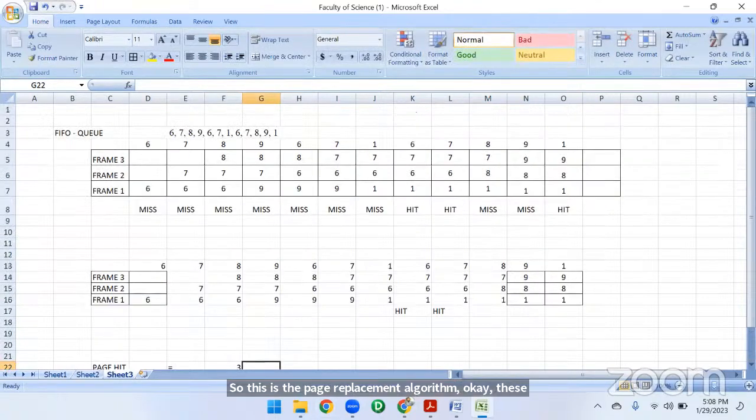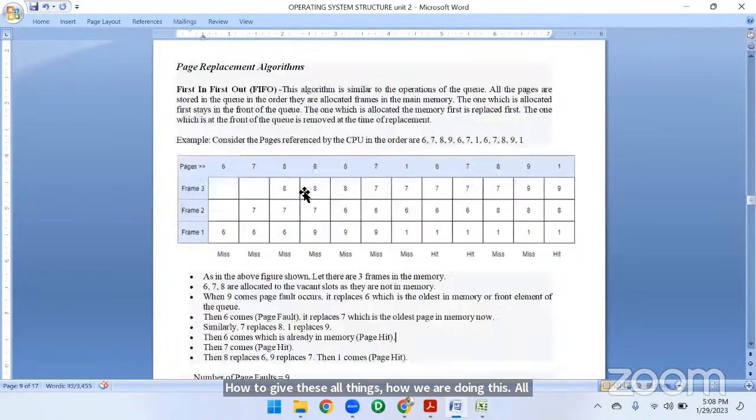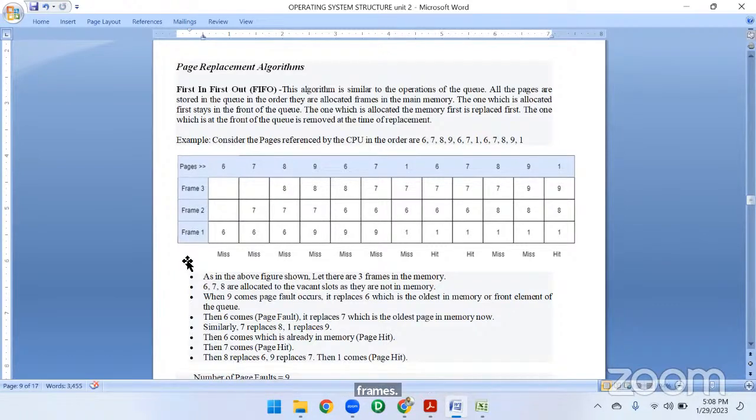So the same thing, we have to mention it in the form of a word format. We have to give all these things, how we are doing all this. Okay, we have to write like that. As in the above figure, we have 3 frames. We can also use 4 frames. As per the system requirement, it will take actually. Here we considered 3 frames. Suppose if we use 4 frames, we have that in the next example.